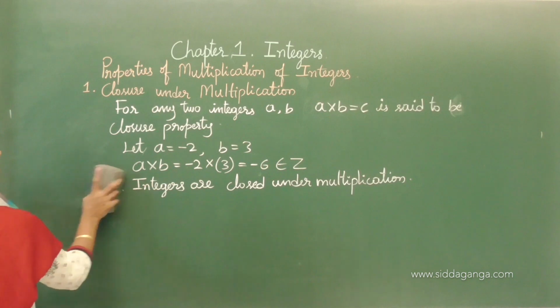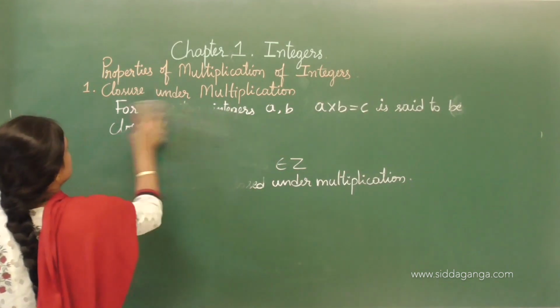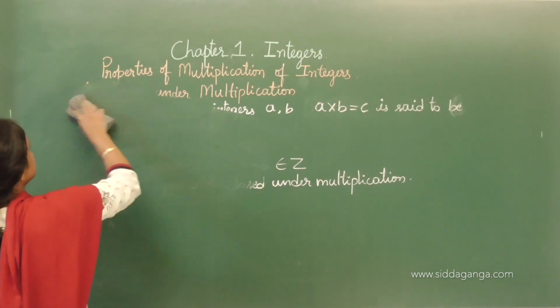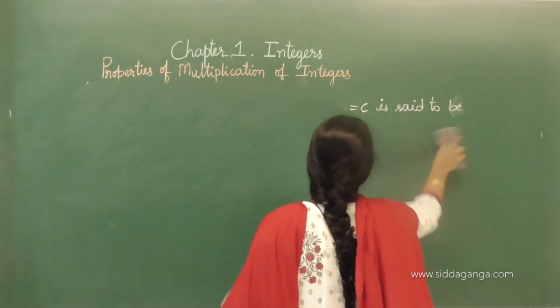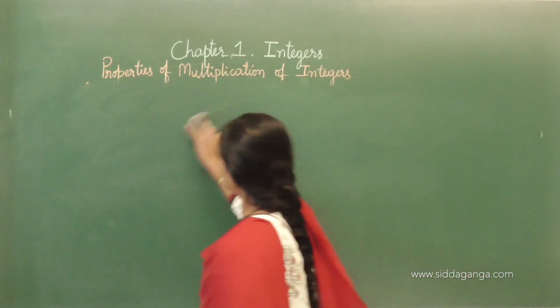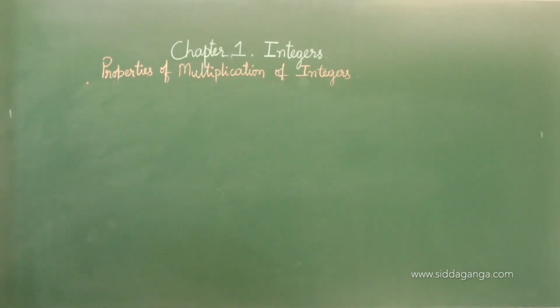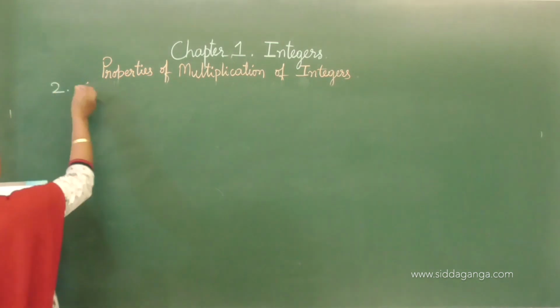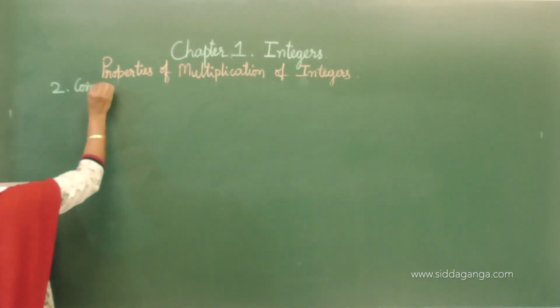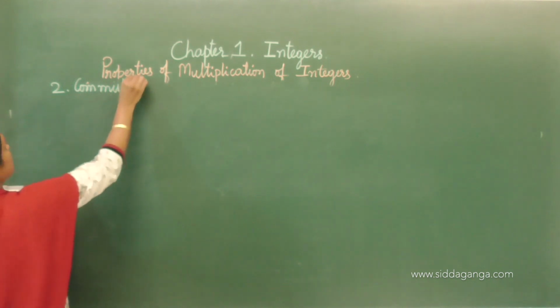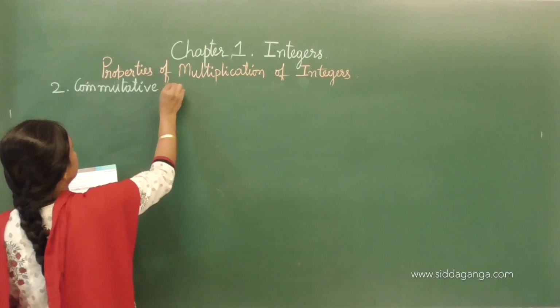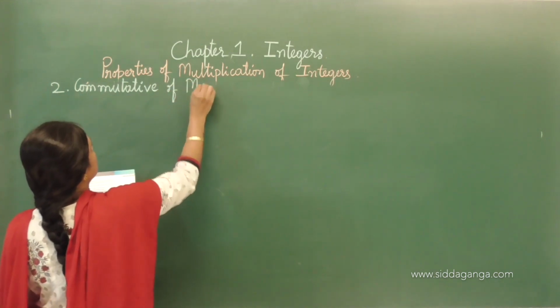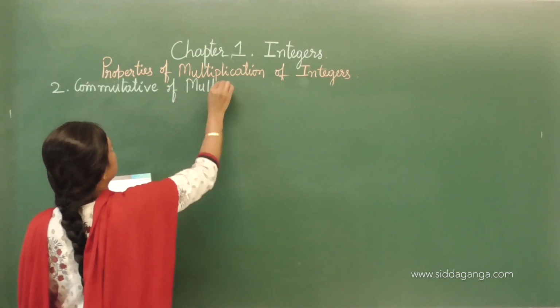Okay. The second one is commutative property. The second one is commutative of multiplication.